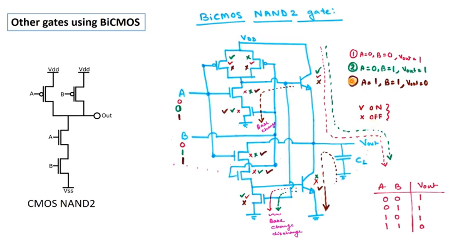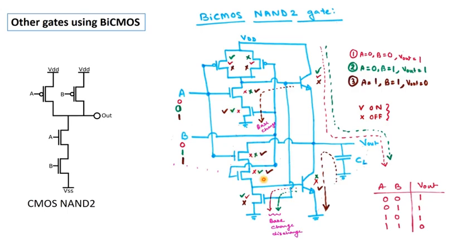Yes. Now let us consider the second case when input A is equal to 0 and B is equal to 1, pointed in green color. So A equal to 0 and B equal to 1. For this case, this PMOS will be on, but this is off. Similarly, this NMOS is off, but this is on.